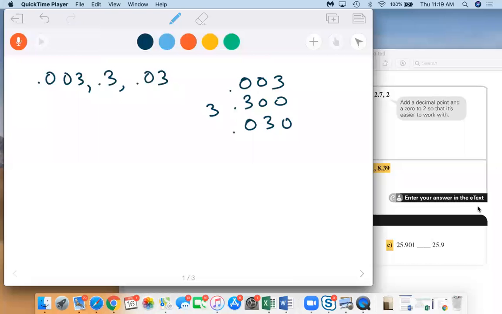Then in the next row, we see that this has something there, but there's all zeros here. We're not even looking at that one. So we know it's our second biggest, and that's our smallest. So we're going to order it 0.003, 0.03, and then 0.3. Okay, any questions about that, guys?